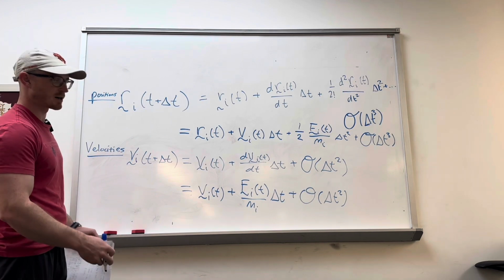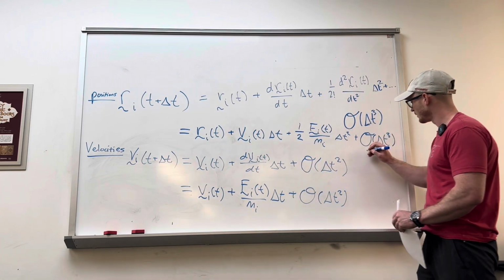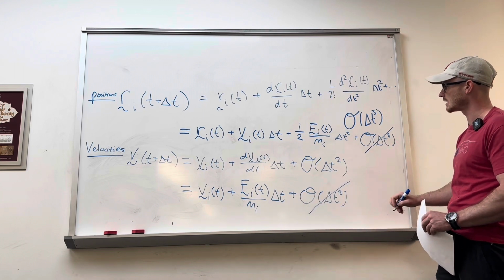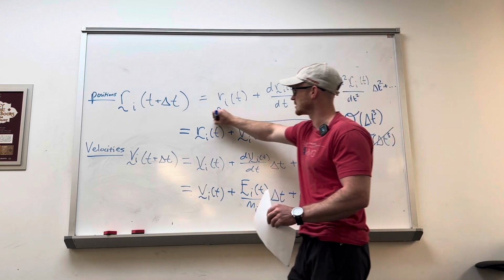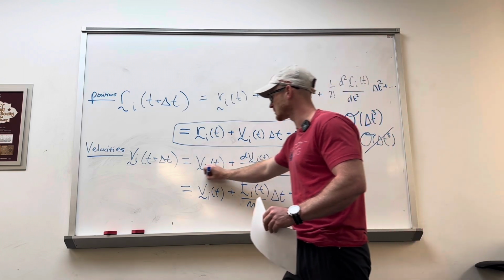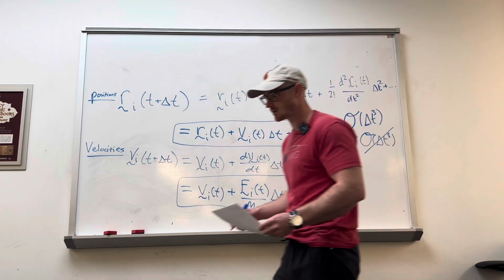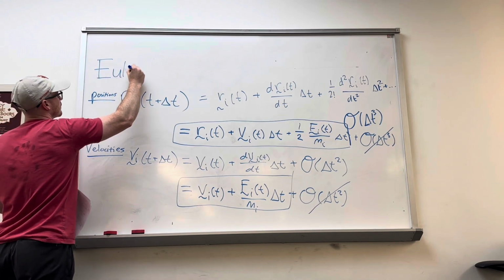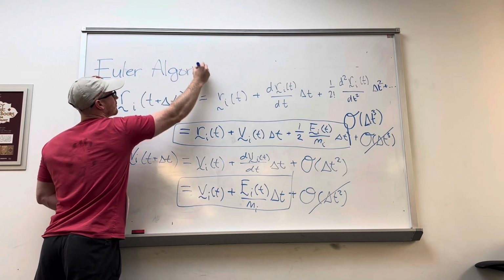So we have two equations here. And if we choose to ignore these terms for now, these order delta t cubed in the position and this order delta t squared in the velocity, and we use these equations here, so this equation for the position and this equation for the velocity, this gives us an algorithm that's named the Euler algorithm.